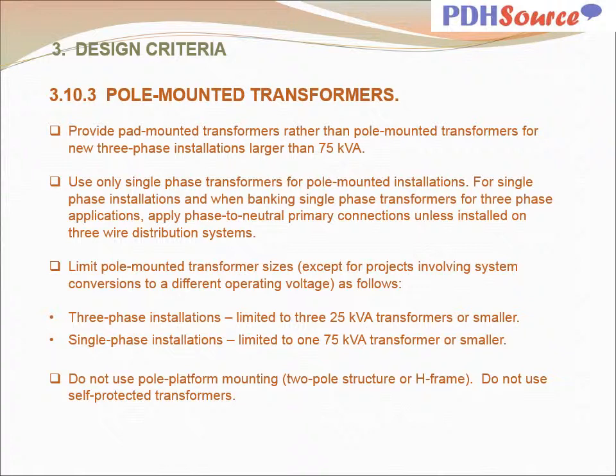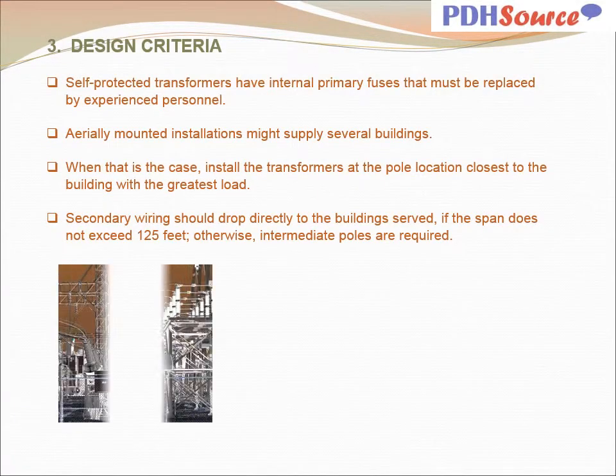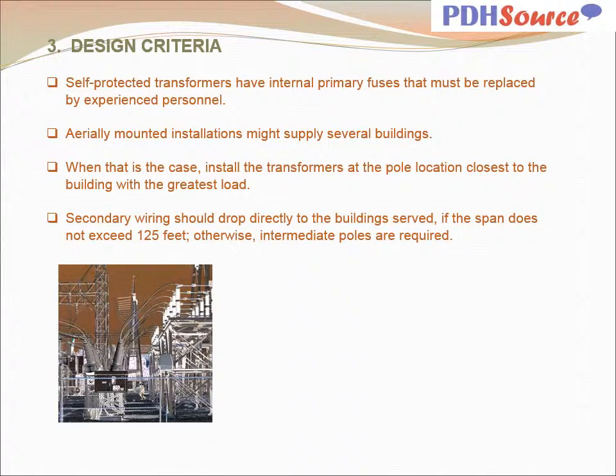Three-phase installations limited to 3 25 kVA transformers or smaller. Single-phase installations limited to 1 75 kVA transformer or smaller. Do not use pole platform mounting, two-pole structure, or H-frame. Do not use self-protected transformers. Self-protected transformers have internal primary fuses that must be replaced by experienced personnel.